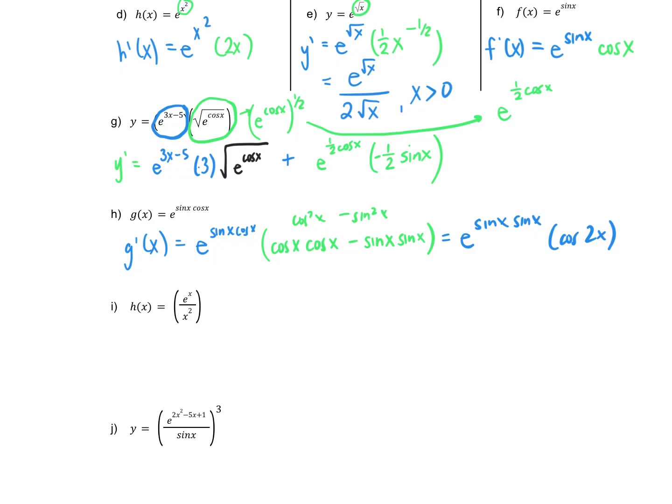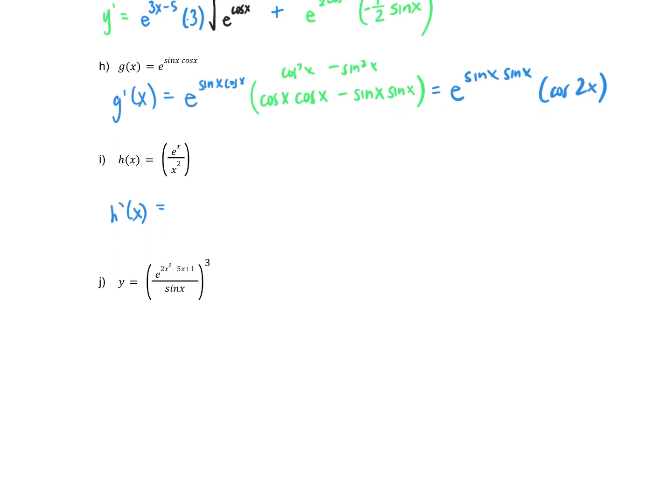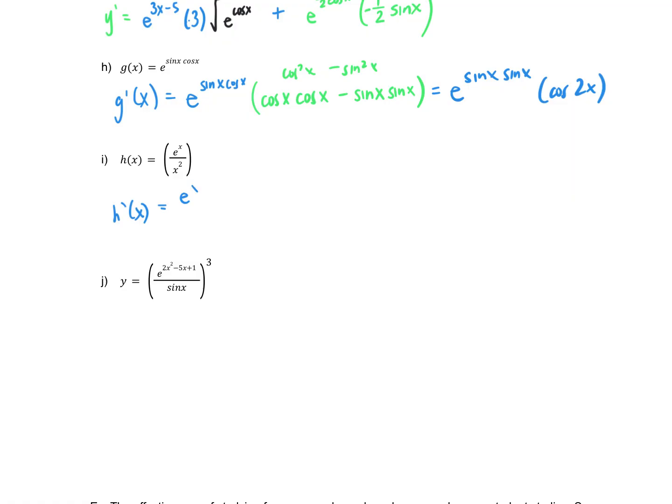All right, next one we have a quotient rule. So the derivative of the numerator is e to the x. I'm going to copy paste the denominator, minus the derivative of the denominator, which is 2x, copy paste the numerator, all over x squared all squared, which is x to the 4. And x can't be 0 here.